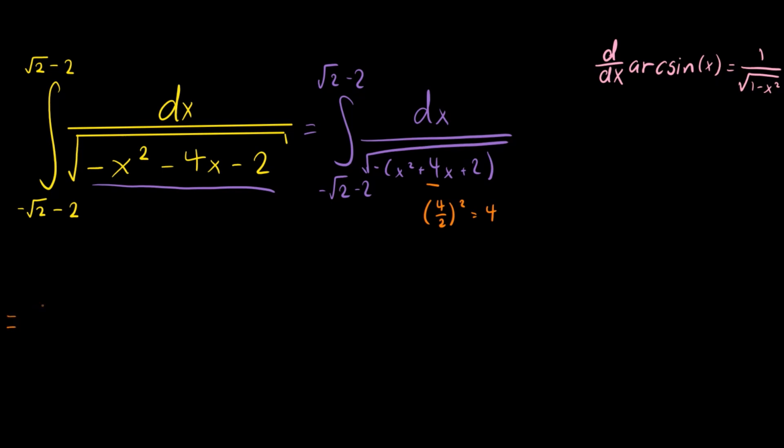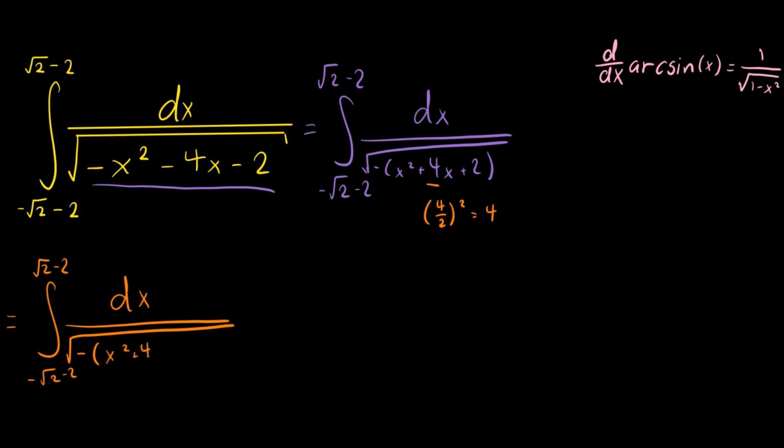So that tells us that we should have the integral from negative square root of 2 minus 2 to positive square root of 2 minus 2 of dx divided by the square root of negative, and remember we're actually going to add the 4 and subtract the 4 inside the negative here, inside the parentheses. So we'll have x squared plus 4x plus 4 minus 4, that's where we took care of completing the square, plus 2. So now if we analyze this a little bit, we see that this right here is going to be x plus 2 squared.